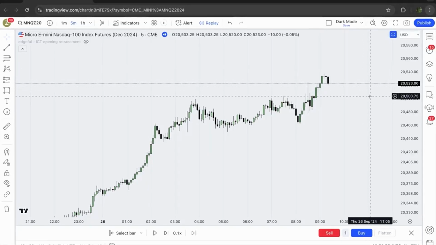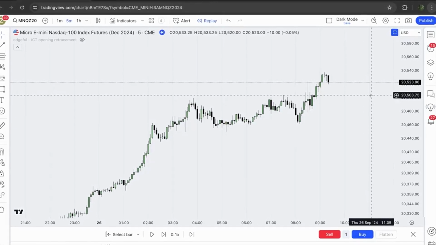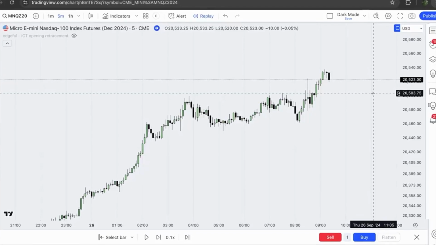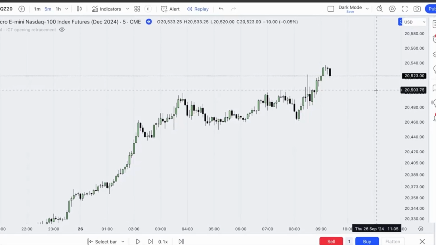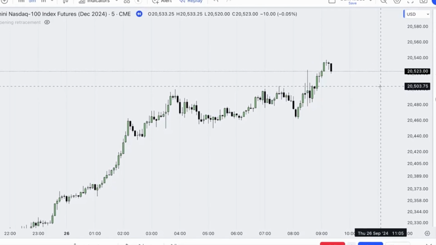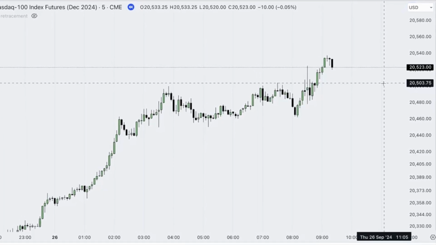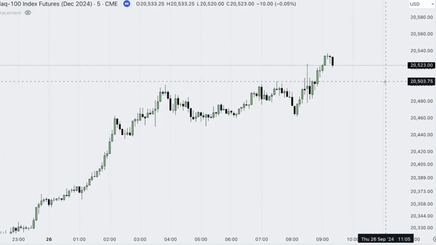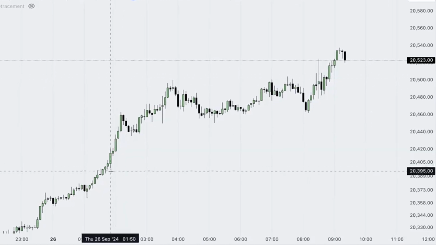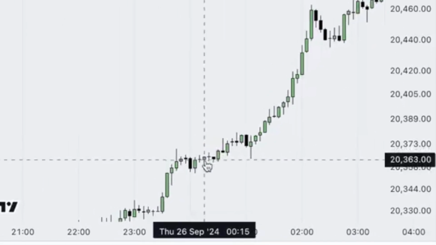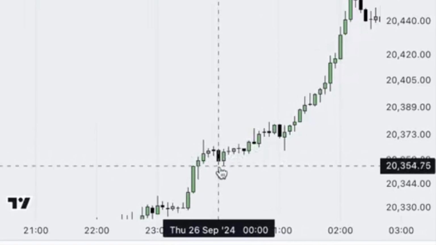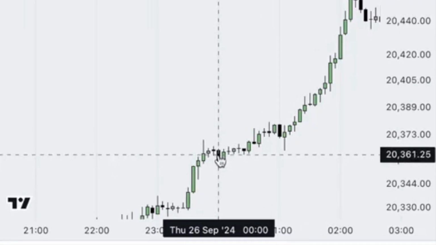All right, now I do want to go over one more thing before we get into the data, and that is just to explain what the Midnight Open is. If you have no idea what I'm talking about, it is very simply the opening price of the 12 a.m. candle, and we are talking about New York Standard Time. So you would go down here to the 12 a.m. candle, and whatever this candle opens up at, that's our midnight price.